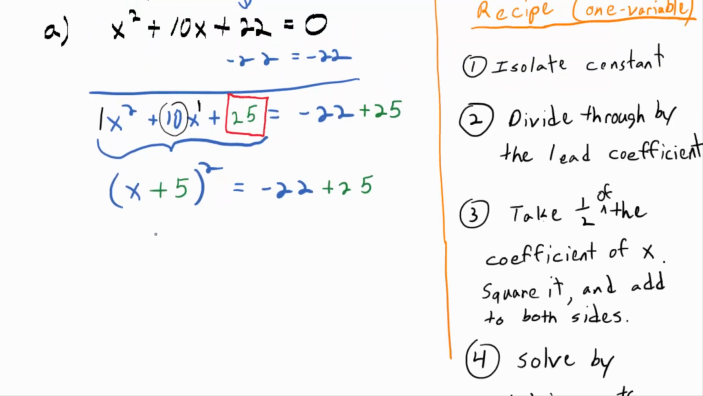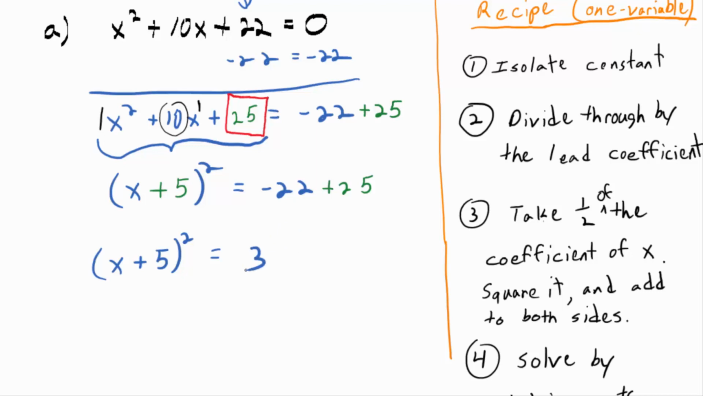Okay, so back to the problem. We have x plus 5 quantity squared on the left side. Simplify it on the right side. What do you have? What's negative 22 plus 25? 3. Okay.